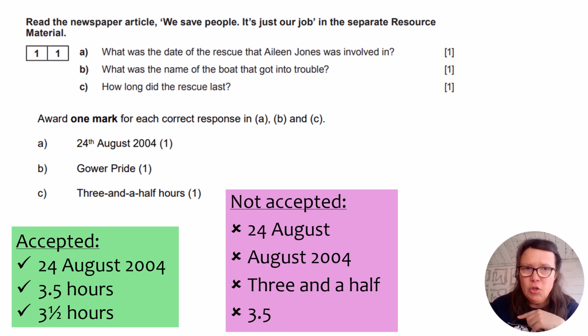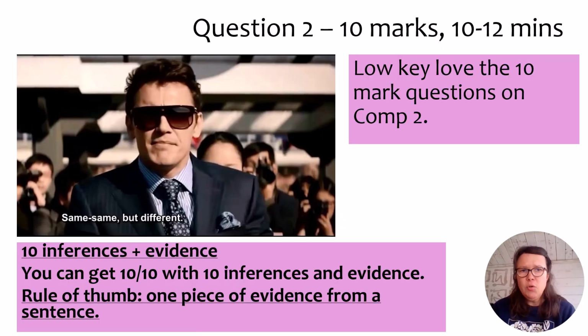Okay, let's go on and have a look at question 2. So question 2 is your 10-mark question. You're going to spend about 10 to 12 minutes, remembering that we've got about 20 minutes on these 2 questions, and how you split those up is up to you.